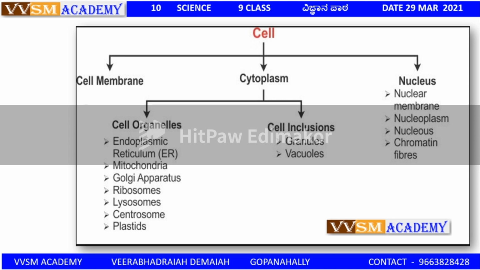Cell organelles consist of endoplasmic reticulum, mitochondria, Golgi apparatus, ribosomes, lysosomes, centrosomes, and plastids. These are called cell organelles. Cell inclusions are granules and vacuoles. And another important thing is the nucleus: nuclear membrane, nucleoplasm, nucleolus, and chromatin fibers. These are the very important components in the cell.